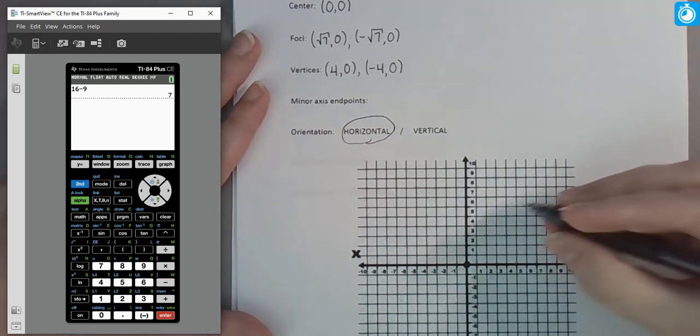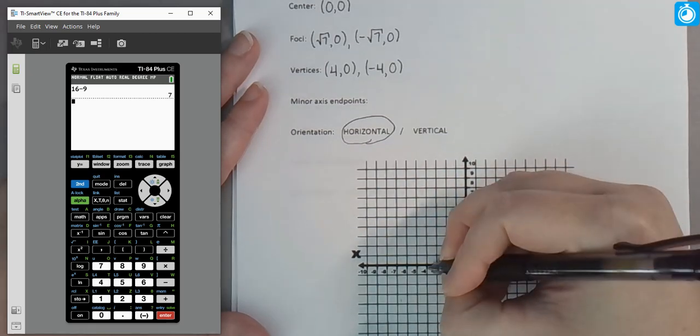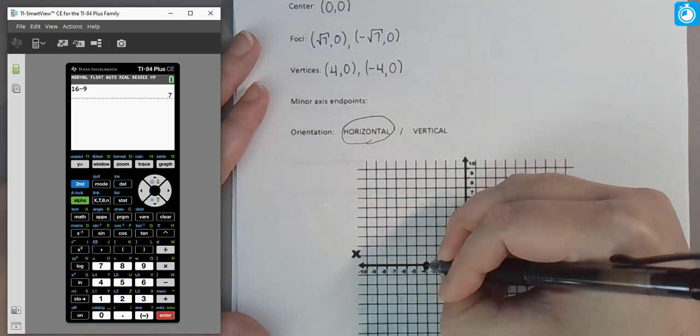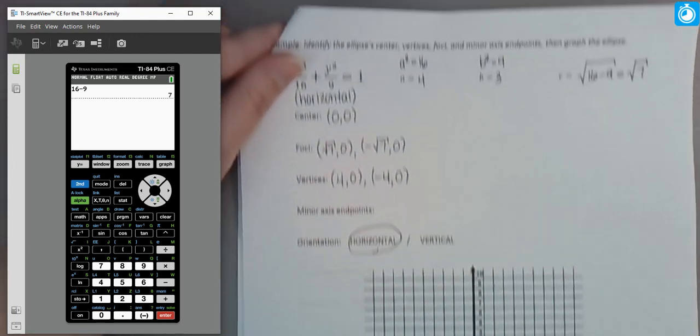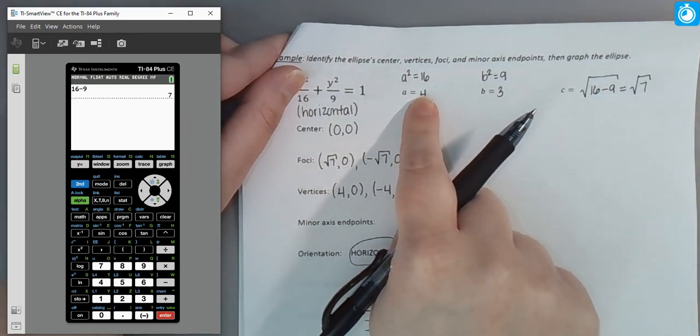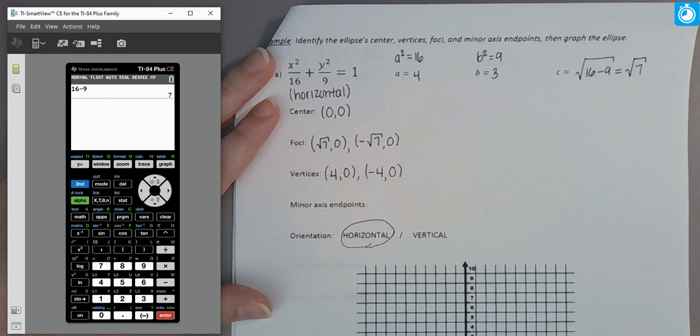So we have a vertex at 4, 0, and we have a vertex at negative 4, 0. So notice it's the same distance away on either side of the center. And if we were to look at the total distance from one vertex to another, that's going to be 8 units, which is going to be 2 times our value for A. So 2A, that's the length of our major axis.